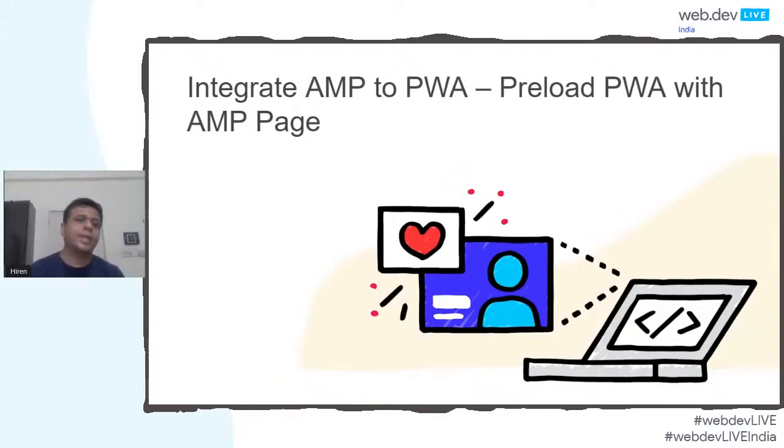Another option for integrating AMP into a PWA is to preload the PWA with the AMP page. It makes AMP HTML the entry point for your progressive web application. It will load the first page of your PWA as an AMP page, so that it loads very fast and is cached. So next time you request your PWA main page again, it will reload from the cache, and this is how it boosts your performance.